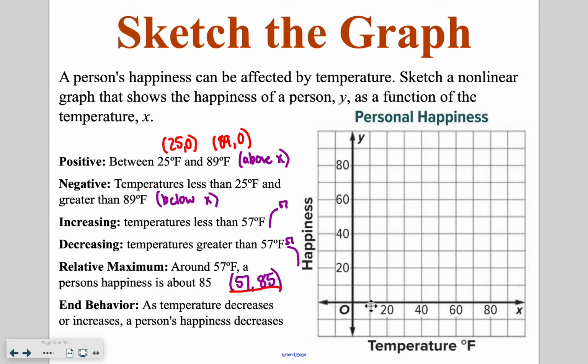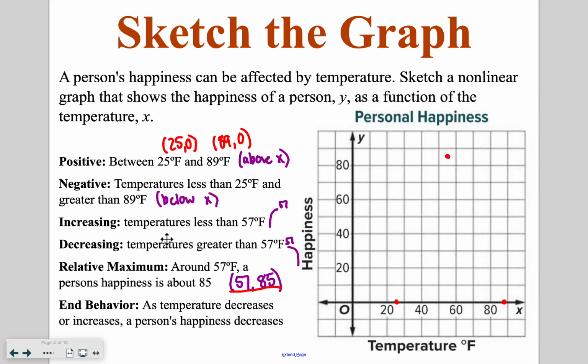25, 0. Notice they're counting by 10, so 25 is going to be in the middle there. And then we've got 89, 0, so almost up to 90, but not quite. And then my third point is at 57, so in between 50 and 60, and up at 85. Once again, they're counting by tens, so I'm going to end up somewhere in the middle here.